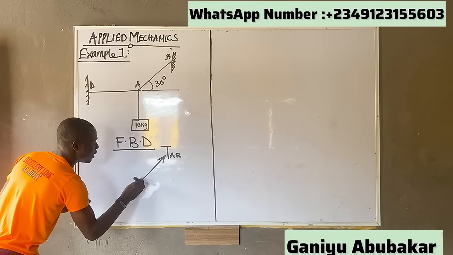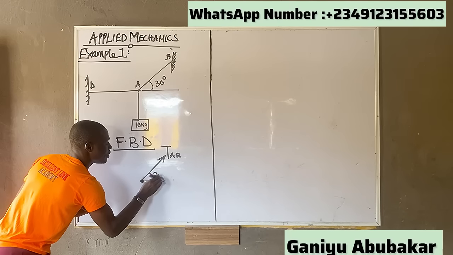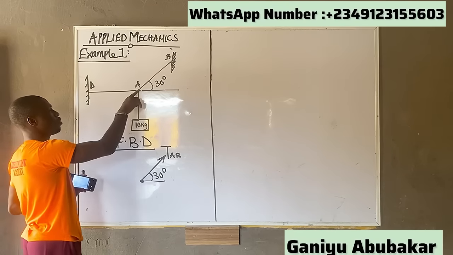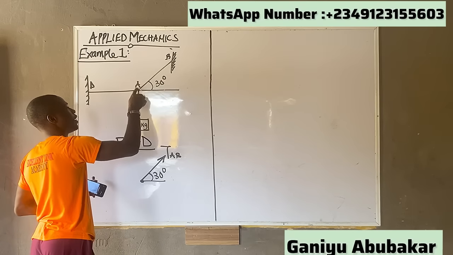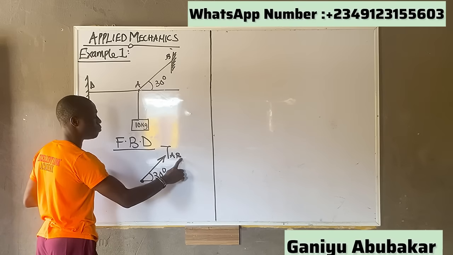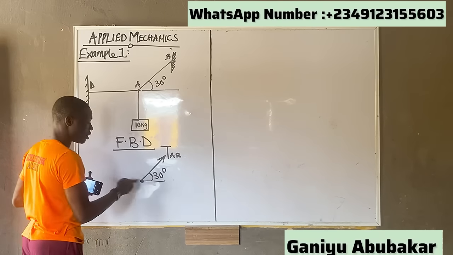And TAB is inclined at an angle of 30 degrees to the horizontal at this point here. So this chord, this line here, is line AB. I have to find the tension at AB, so this is called TAB, the tension in line AB.